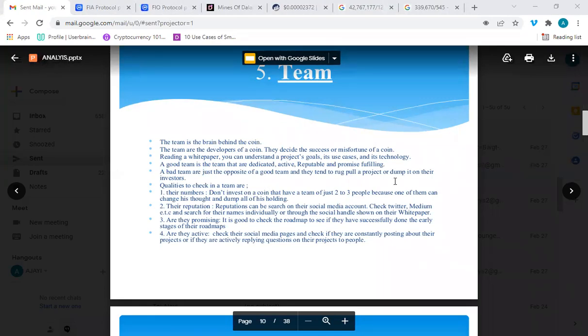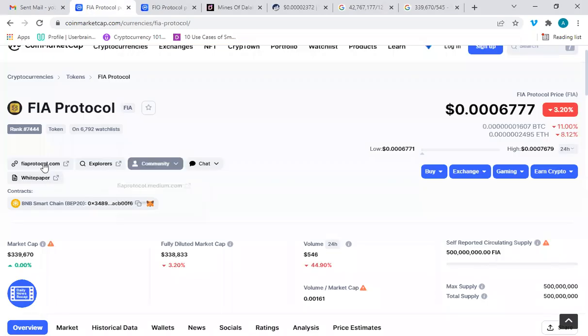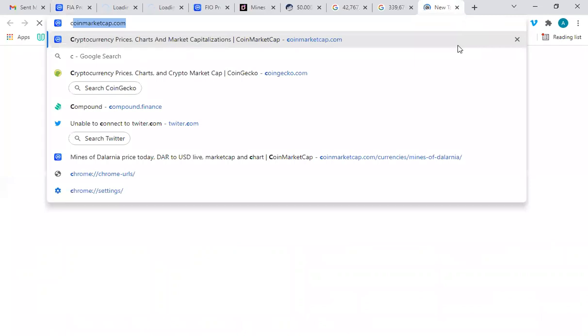So number one thing you check is their reputation. Please always check a coin's reputation and a team's reputation. Understand? And check if they are promising. Now, you should know one thing. If you go to your coin's website or read their white paper, they must display their team for you to see. If they are not displaying their team, please don't buy the coin.